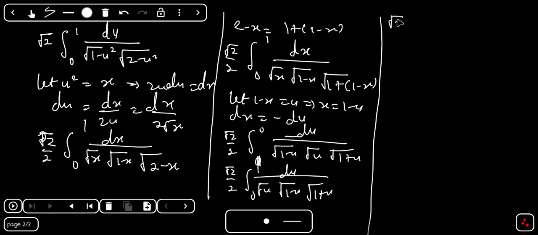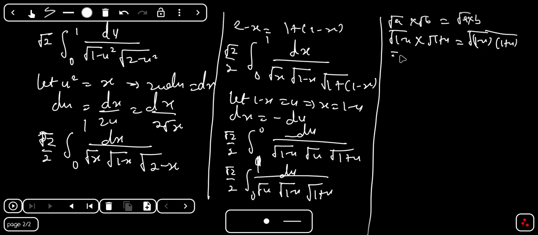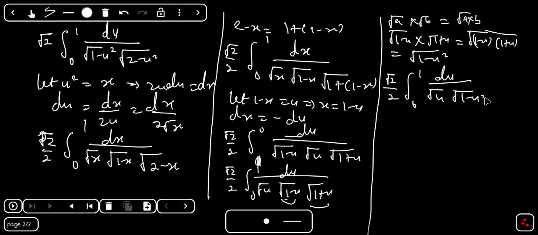According to the law of surds, we have square root of a multiplied by square root of b, which is the same thing as square root of a times b. Then square root of 1 minus u multiplied by square root of 1 plus u will be equal to square root of 1 minus u multiplied by 1 plus u. And 1 minus u multiplied by 1 plus u will give us square root of 1 minus u raised to the power of 2. So then the integral is going to become square root of 2 over 2, then multiplied by integral from 0 to 1, then of du, then over square root of u multiplied by the square root of 1 minus u raised to the power of 2.